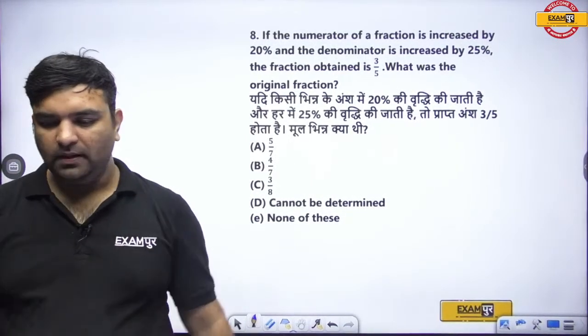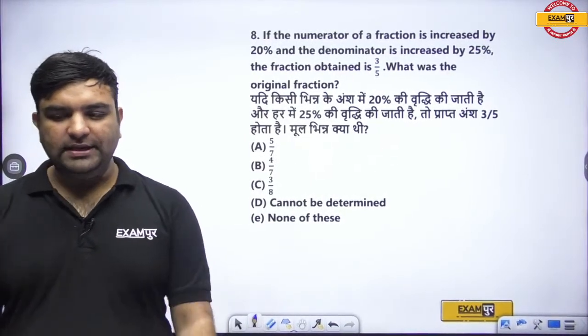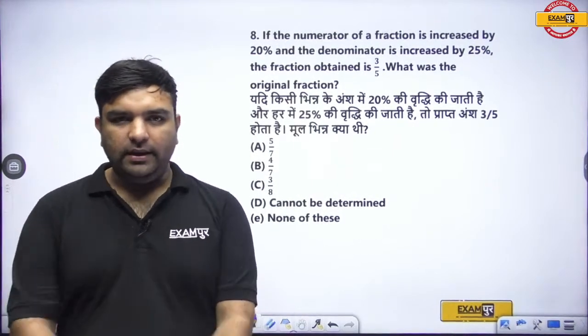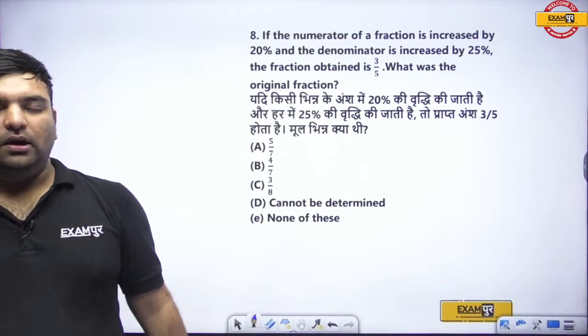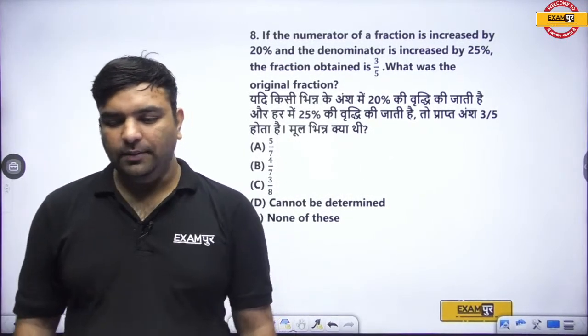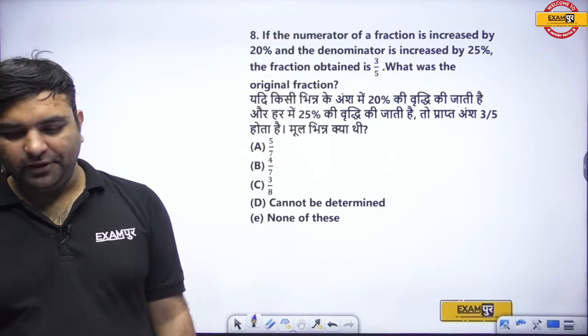Now your numerator is increasing by 20% and denominator is increasing by 25%. The fraction obtained is 3 by 5. What was the original fraction?